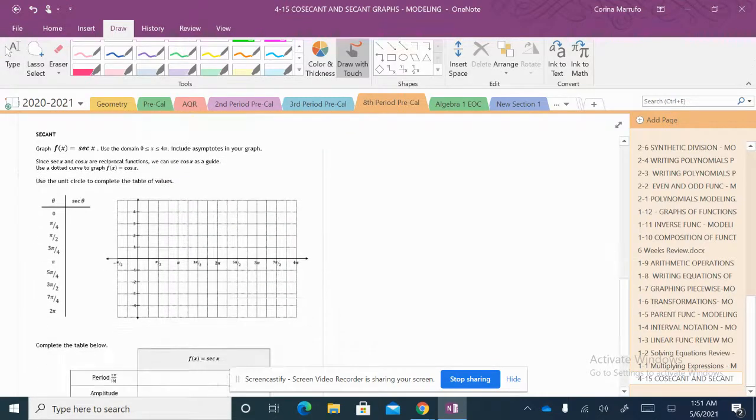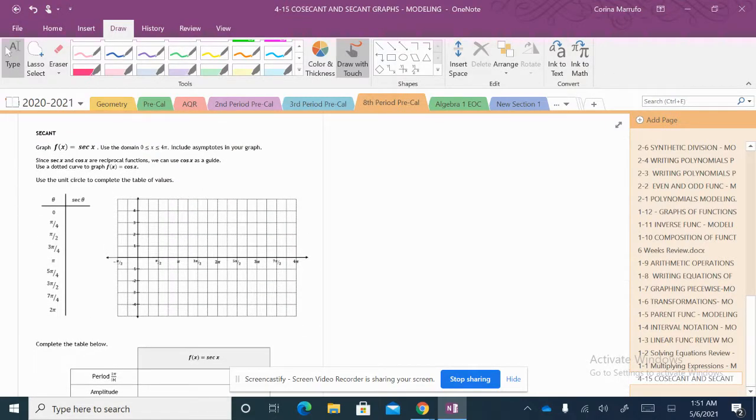So let's go ahead and try the next one. Here we have secant of x, use the domain from 0 to 4 pi. Include the asymptotes in your graph. Since secant and cosine are reciprocal functions, we can use cosine of x as a guide. Use a dotted curve to graph f of x equals cosine of x. So starting with cosine, remember cosine starts right here at 1, comes down, back up, comes down, back up. So we make our little curve.